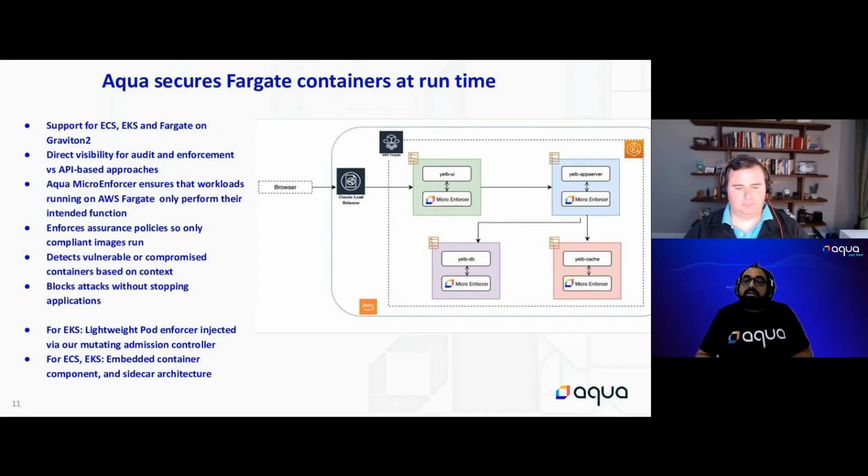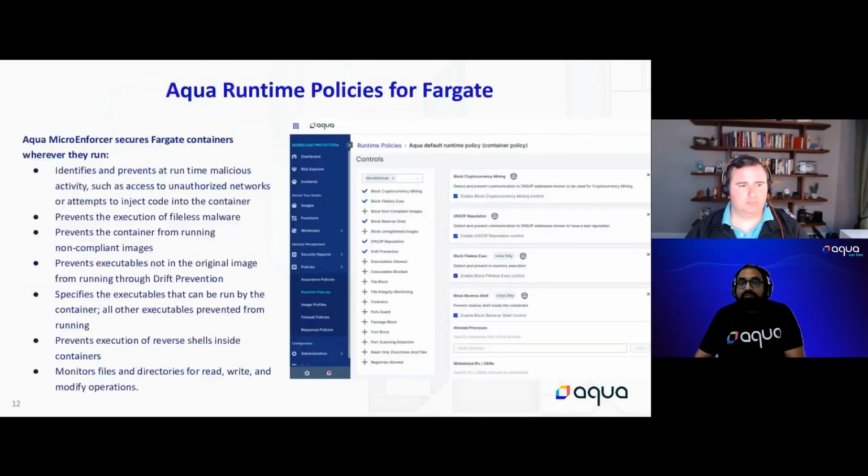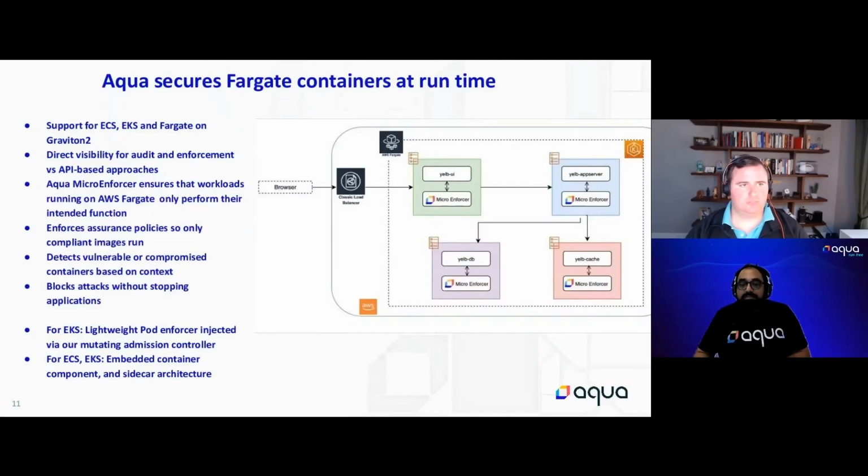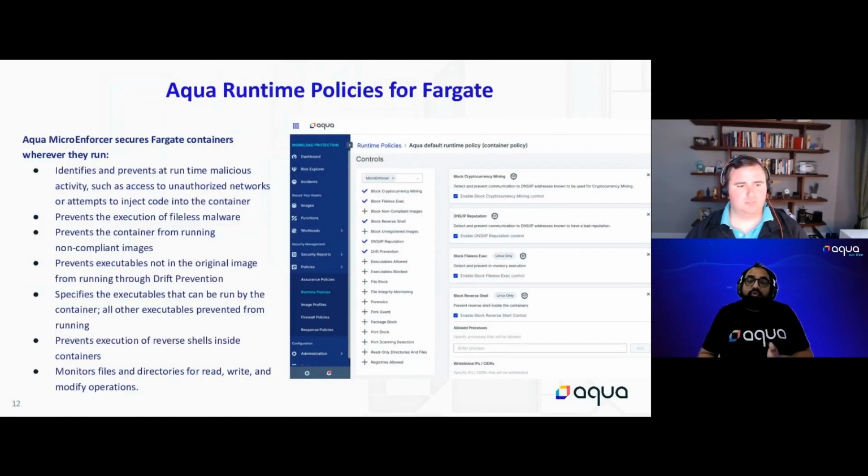Something pretty unique to Aqua that we've developed in addition is for the EKS environment on Fargate, where we provide an additional feature to deploy the micro enforcer automatically, and I'll talk about that in the next couple of slides. If you're utilizing EKS on Fargate, the management of your runtime enforcer becomes even easier. So again, how do we do the runtime controls?